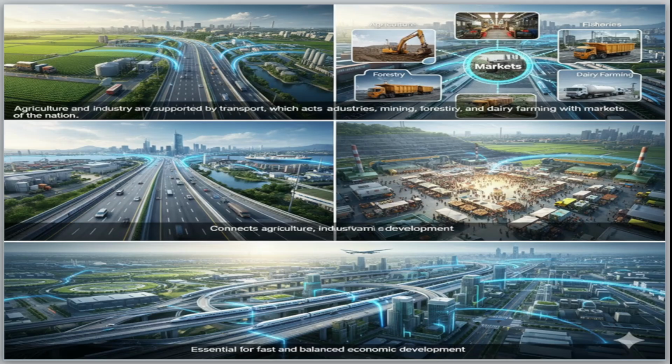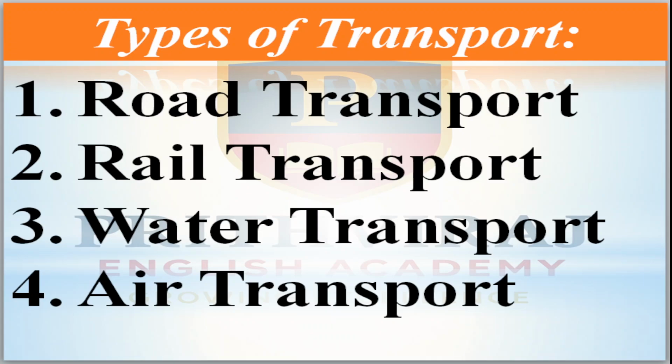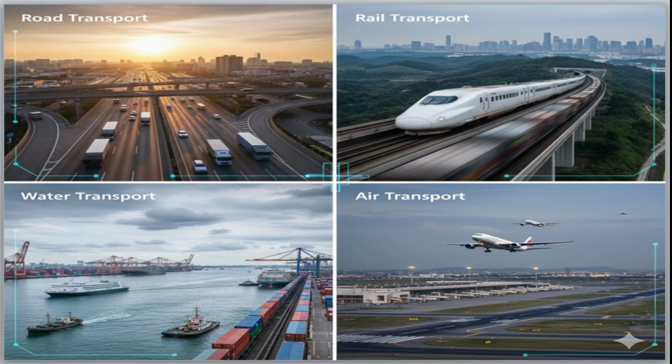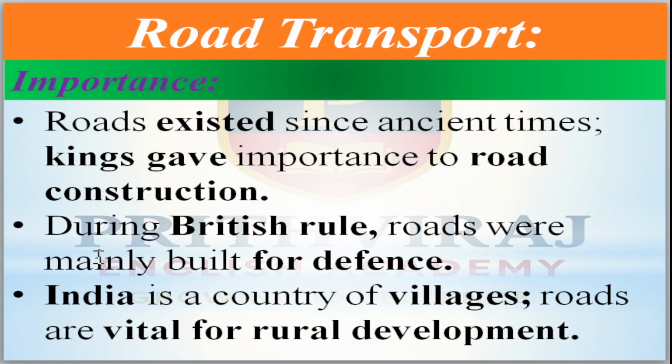Now come to the types of transport. There are four types here, and this picture explains them. First is road transport, then railway transport, water transport, and air transport. Four types are there. One by one we will come to know about them, road transport first.